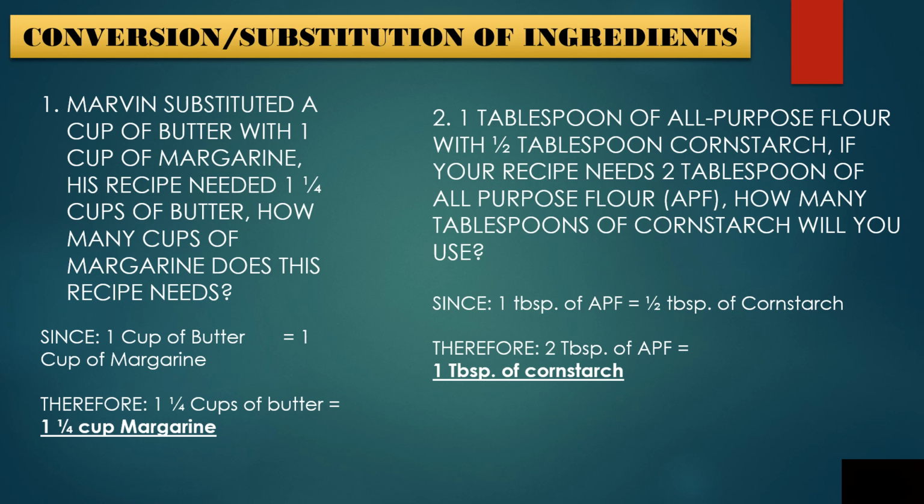Okay, so since 1 tablespoon of EPF or all-purpose flour is equivalent to 1/2 tablespoon of cornstarch, therefore, 2 tablespoons of all-purpose flour is equivalent to 1 tablespoon of cornstarch. So, dudublihin lang natin siya. So, sana nakakasunod kayo. Okay, so next natin.